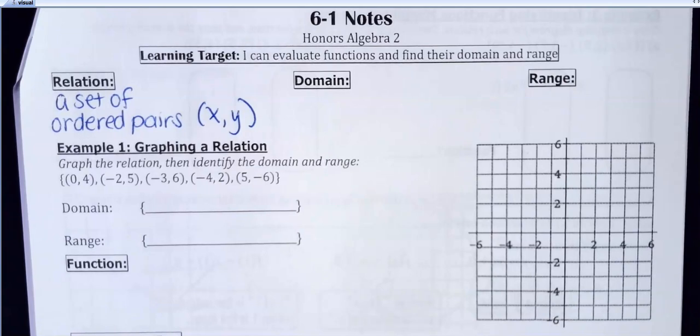It doesn't have any special requirements or anything like that. So just a set of points. It can also be a connected graph, like a line or a parabola or something like that, or it can just be individual points. We're going to look at both of those today.